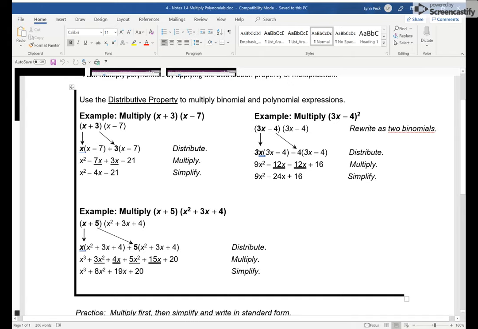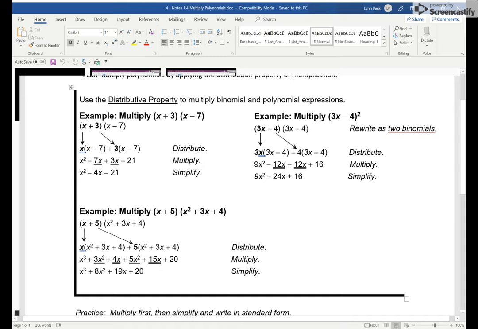So x times 2x squared is 2x cubed. X times 4x is plus 4x squared. x times negative 8, negative 8x. 3 times 2x squared is plus 6x squared. 3 times 4x is plus 12x. And 3 times negative 8 is negative 24.